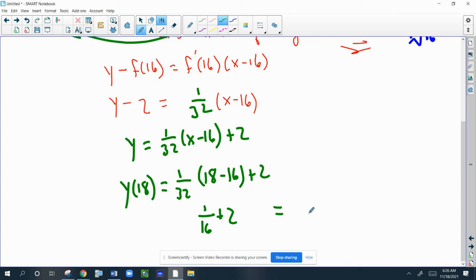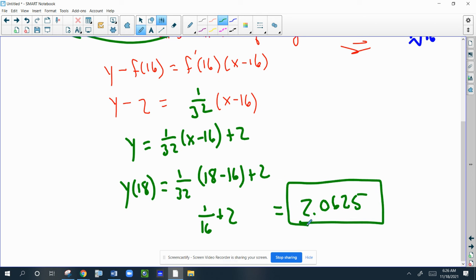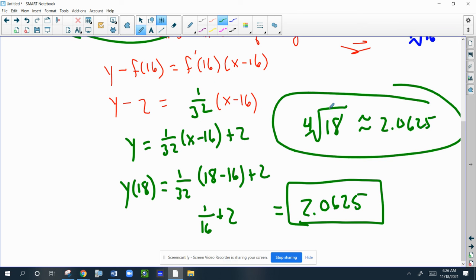You can do that without a calculator, but it's just long division. But really the point here is you can do this without a calculator. So we have just approximated the fourth root of 18 to be approximately 2.0625, and it should be very close. And we did this without a calculator, theoretically. So that's how you do it.